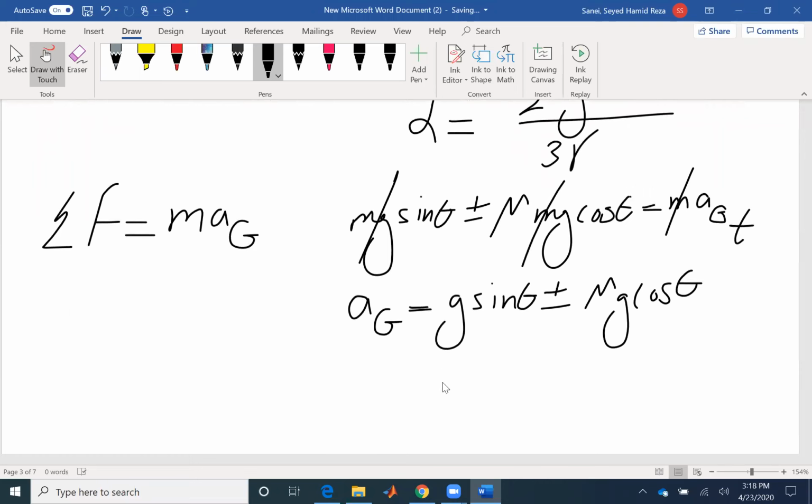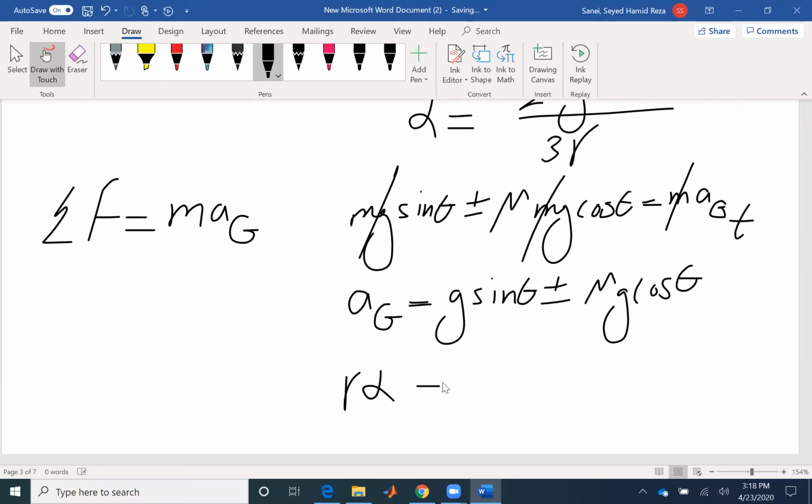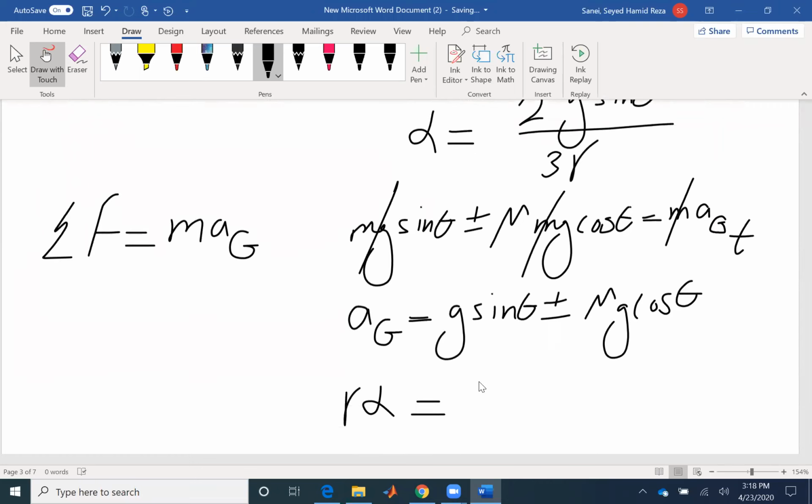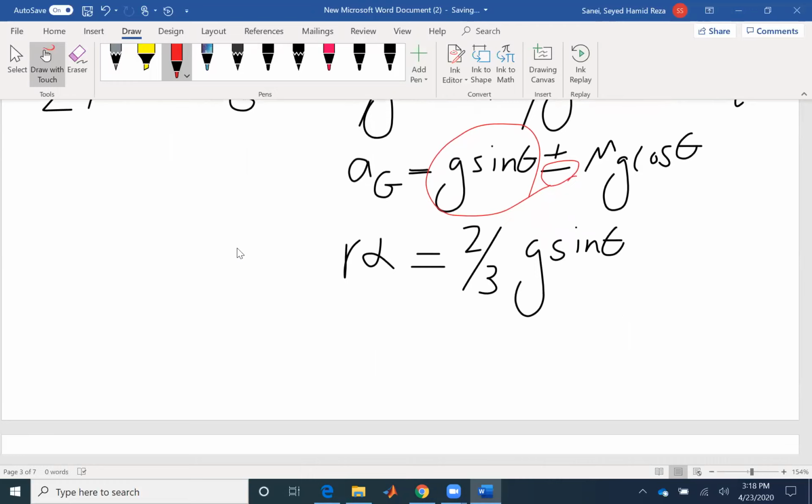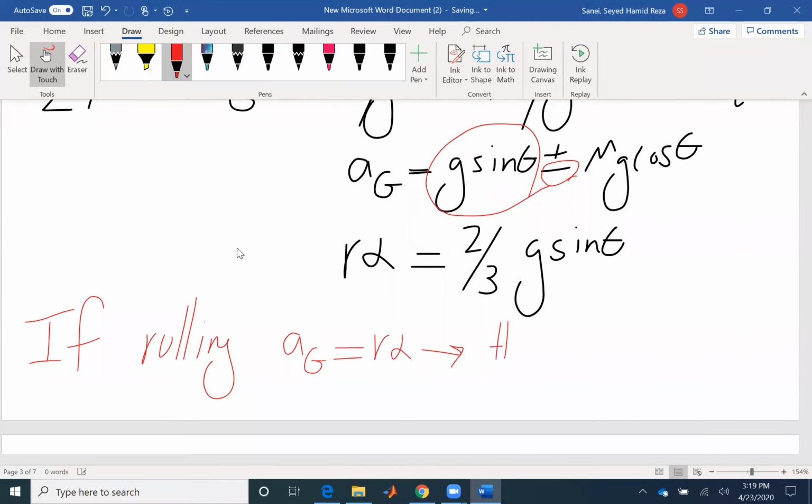In case of rolling, a_G has to be the same as r alpha. What is r alpha? 2/3 of g sine theta. So that is 2/3 of the first component here. That means that this has to be negative. If we want the two to be the same, if we have rolling, that means that a_G has to be the same as r alpha. Therefore, the friction force has to be going up, or a negative friction force.